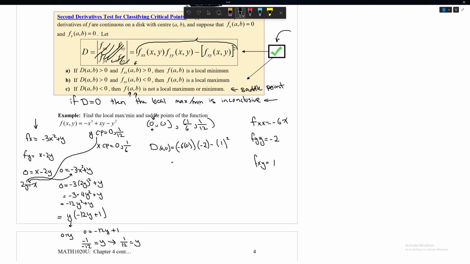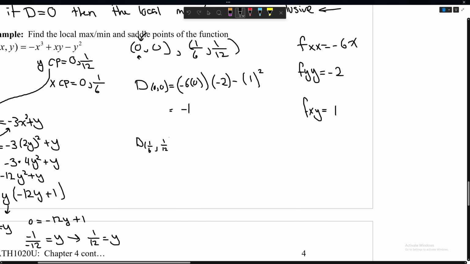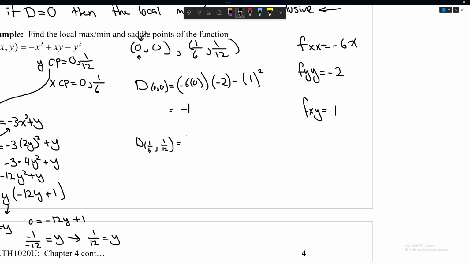So what do I get? I get negative 6 times 0, which is 0, times negative 2, which is 0, minus 1. So this is negative 1. Now my D at 1 over 6, 1 over 12 equals, I'll use my equation, which is fxx at this point, so negative 6 at 1 over 6, times my fyy, which is just negative 2, minus my fxy, which is just 1 squared.